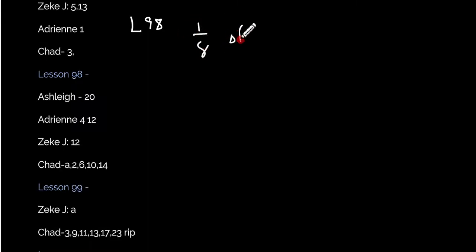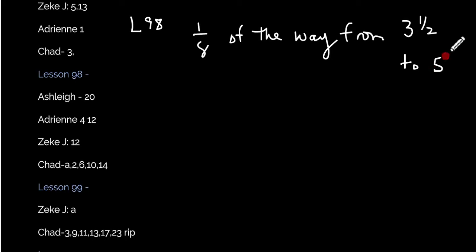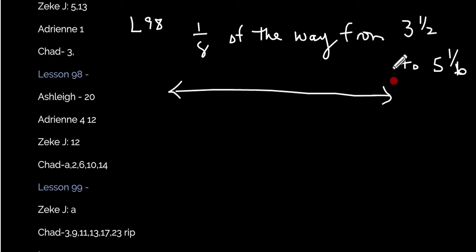1/8 of the way from 3 1/2 to 5 1/6. So if you put it on a number line, I'm only doing the first one. So we have 3 1/2. So here's 3 1/2, and over here is 5 1/6. We want to find 1/8 of the way.